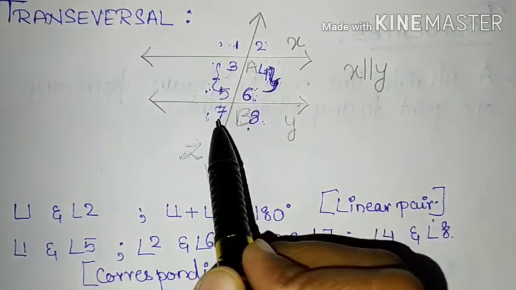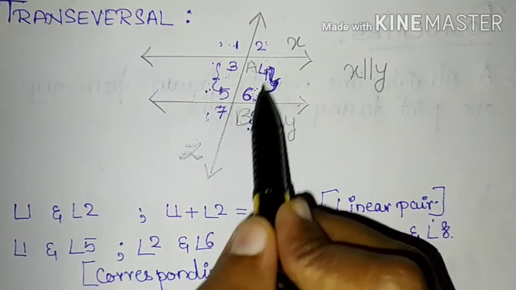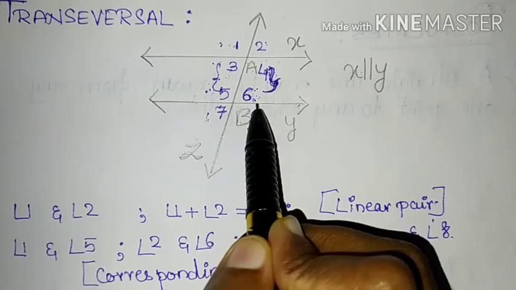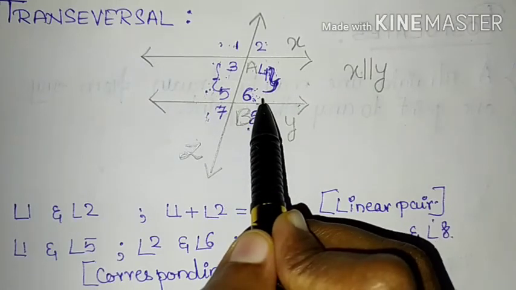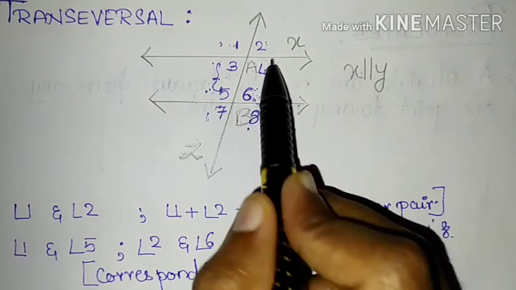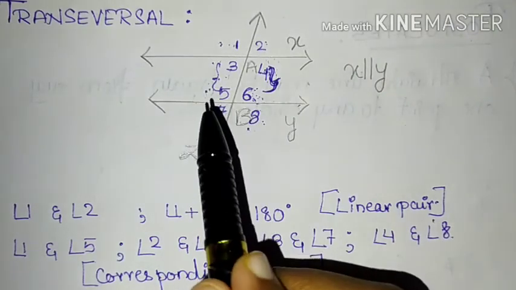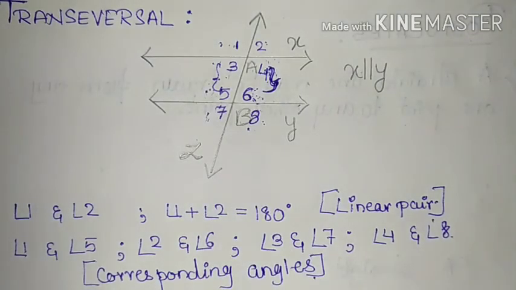parallel. If the sum of the interior angles on the same side of the transversal is not 180 degrees, then your lines are not parallel. So it goes both ways. If the sum is 180 degrees, then the lines are parallel. That is one way. If the lines are parallel, then the sum of the angles will be 180 degrees. That is another way of saying the same thing.